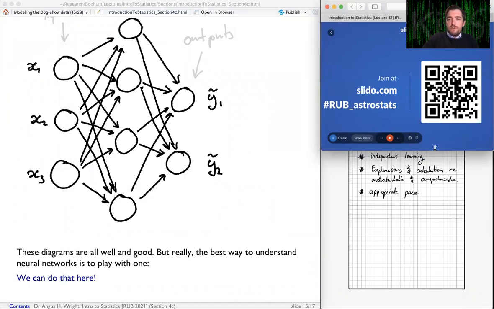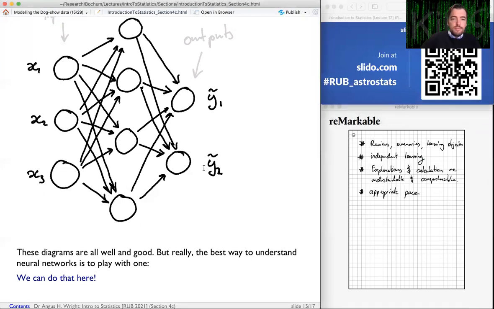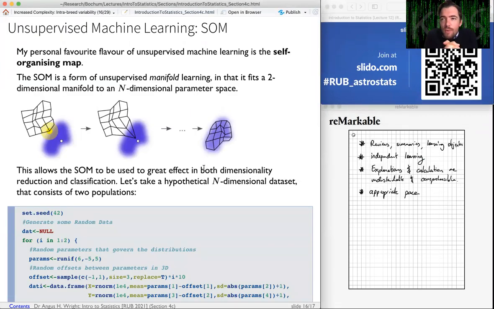So that's the artificial neural network. The next thing that we're going to look at is the self-organizing map. Now, the self-organizing map is, as anyone who's actually worked with me or knows me will know, one of my pet favorites, something that I use extensively in my own research.